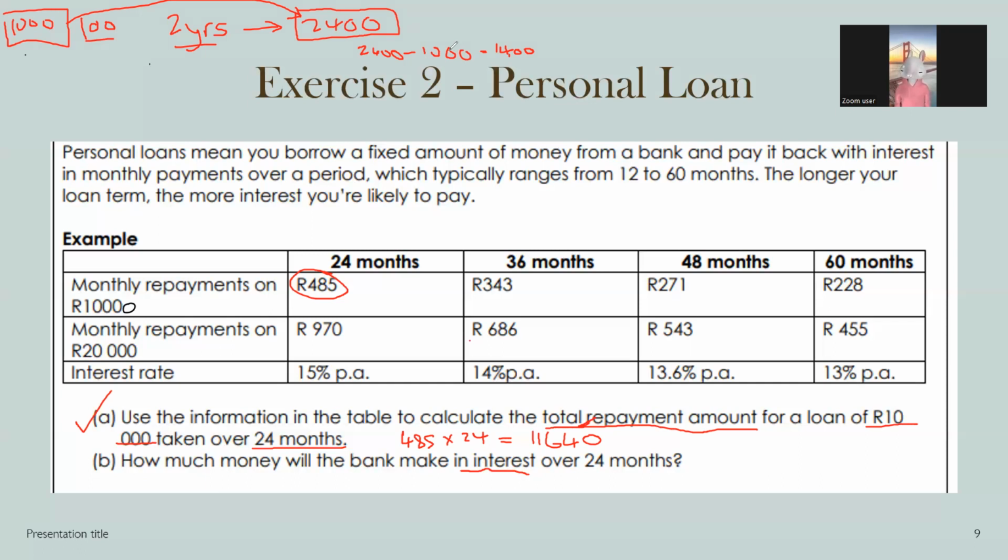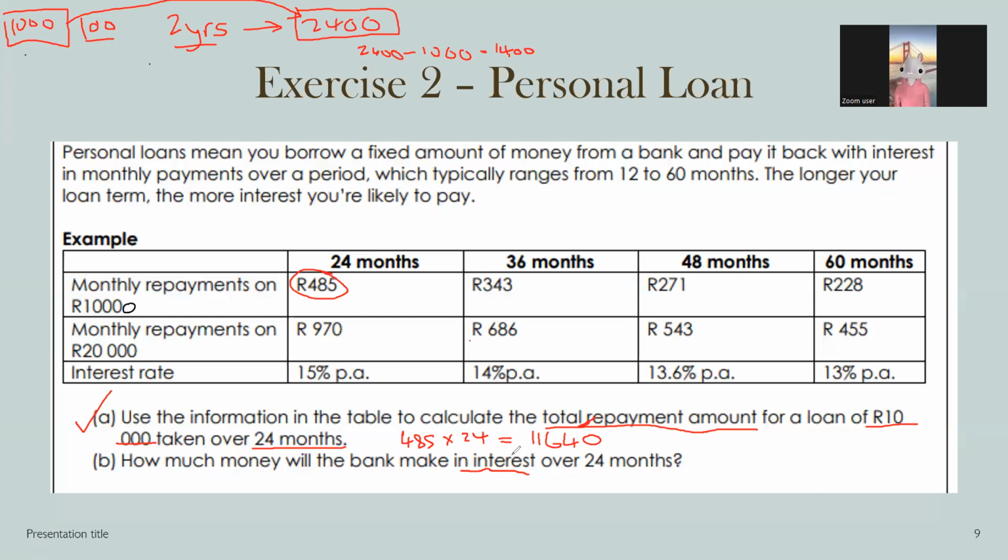I know what's confusing you is the 24 months, because in your mind, you're like, okay, I must calculate it for each month and then multiply by 24. But you don't have to do that. You understand? Okay, wait. So how much money will the bank make in interest over 24 months? So I must leave out the 24 months. The 24 months is just showing you that it's with regards to the same scenario over here.